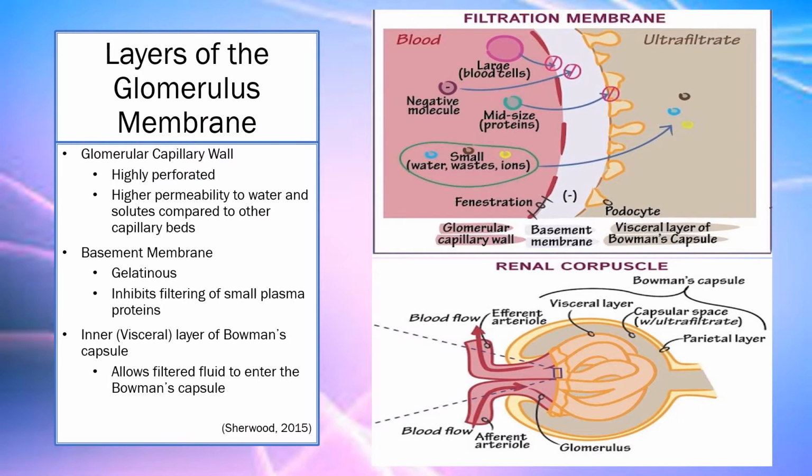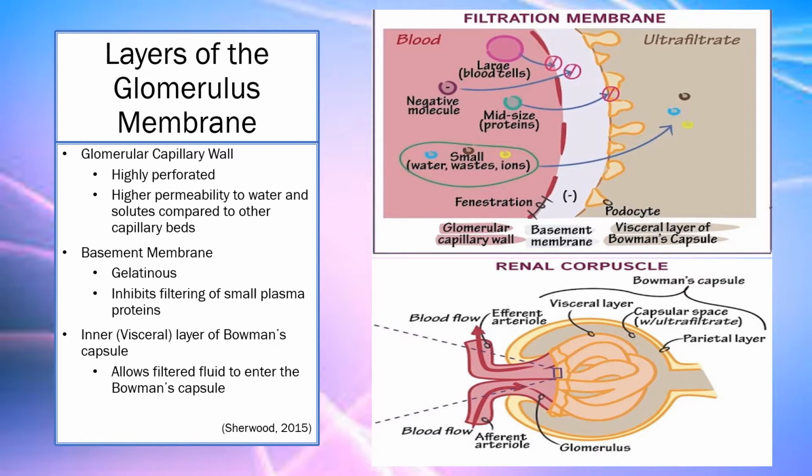What is the glomerulus? The glomerulus is a ball-like formation of capillaries found in the nephrons of the kidneys that filters a portion of water and solutes from the circulating blood. Blood enters the glomerulus through the afferent arterioles and exits through the efferent arterioles. There are 3 layers that make up the glomerulus membrane, which fluid must pass through before entering the Bowman's capsule.